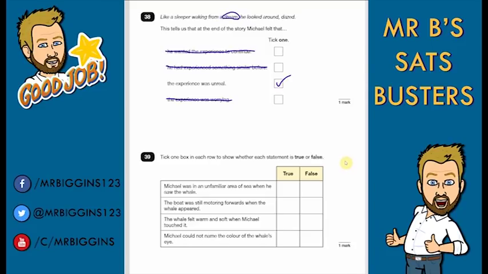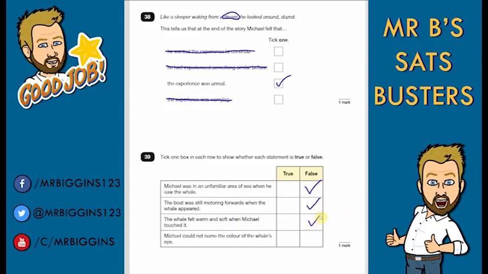And the last question on the test there, question number 39, says tick one box in each row to show whether each statement is true or false. Okay, so our first statement says, Michael was in an unfamiliar area of the sea when he saw the reel. This is false, because it tells us that he's on his usual survey, the usual area that he's normally in. Next one, the boat was still motoring forwards when the whale appeared. Again, that's false. When we come to it, it tells us that he'd already turned the engine off, the water was still, so he wasn't moving.